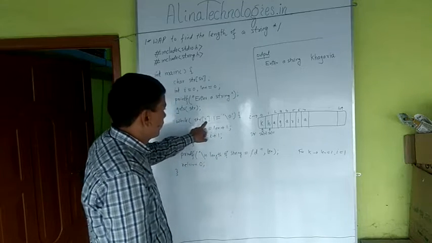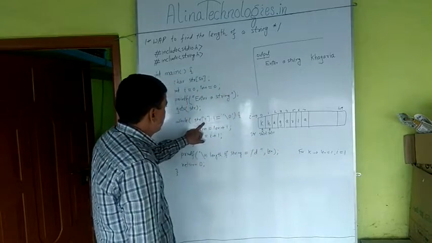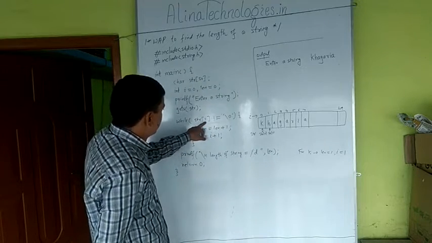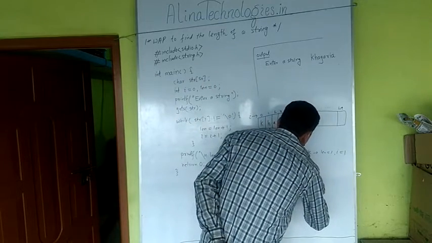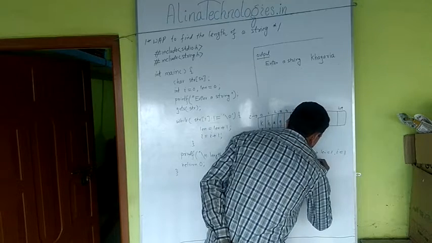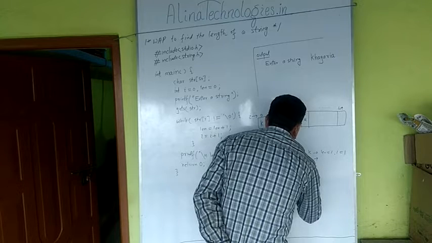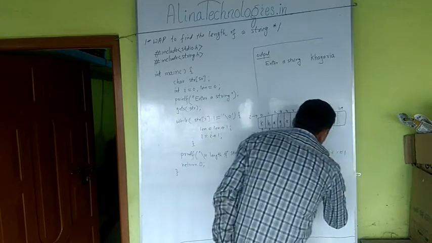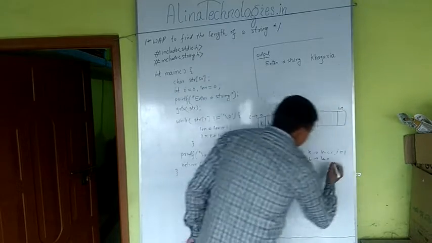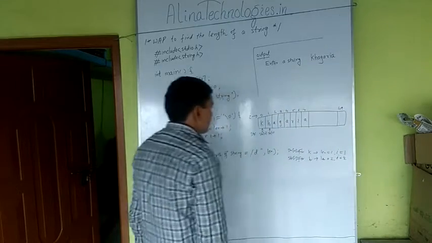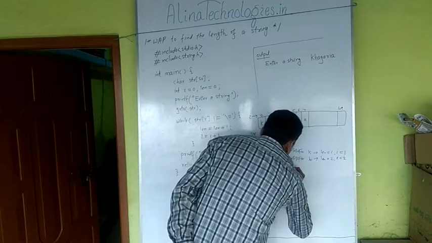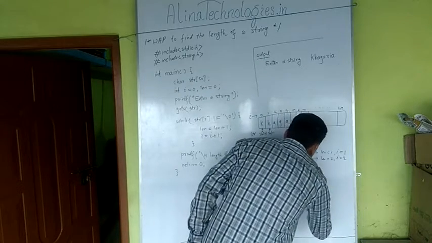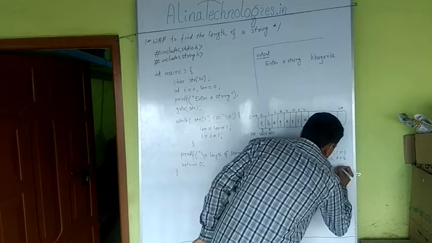After that, str of 1. The value of i is 1. str of 1 means the array value at index 1, which is K. The length will be 1 plus 1, 2, length equal to 2, and i equal to 2. str of 2, what is the value of str of 2? str of location 2 is A, length equal to 3, i equal to 3.